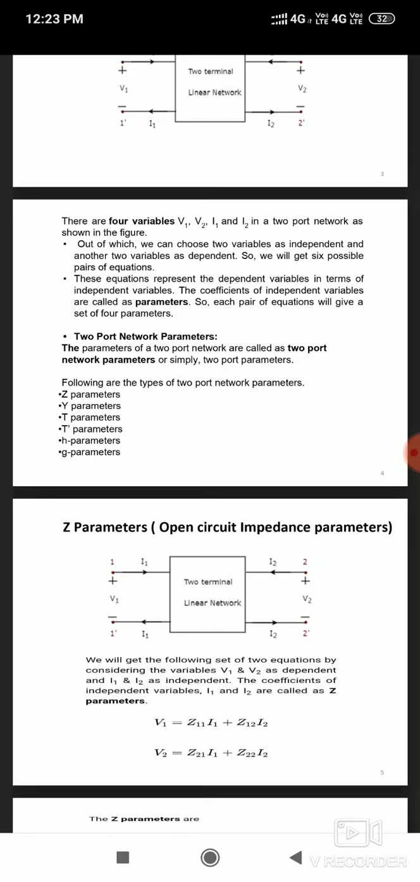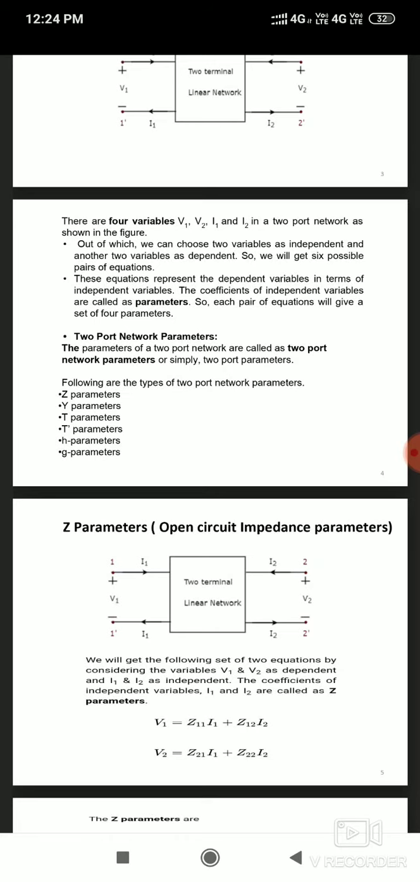Once we understand the introduction part and how we are going to consider it, it is easy to understand how to find the Z parameters. We have Z parameters, Y parameters, hybrid parameters, and T parameters, that is ABCD parameters. If you understand the Z parameters, you can easily understand Y. If you understand Z and Y, there will not be any difficulty in understanding the H parameters.